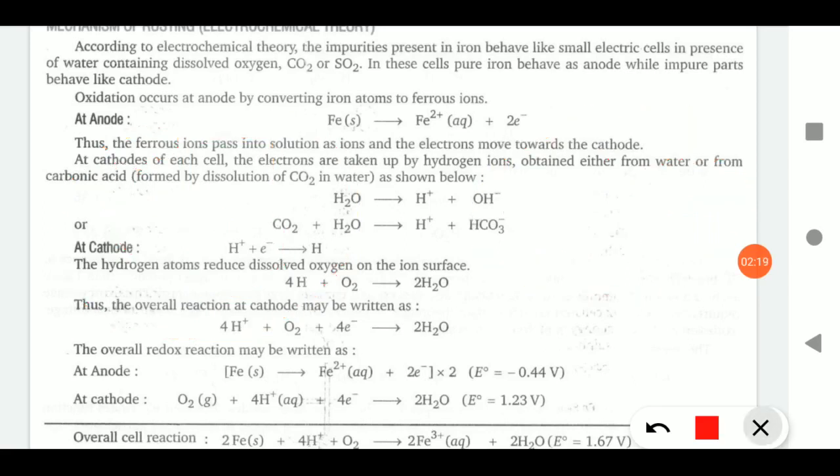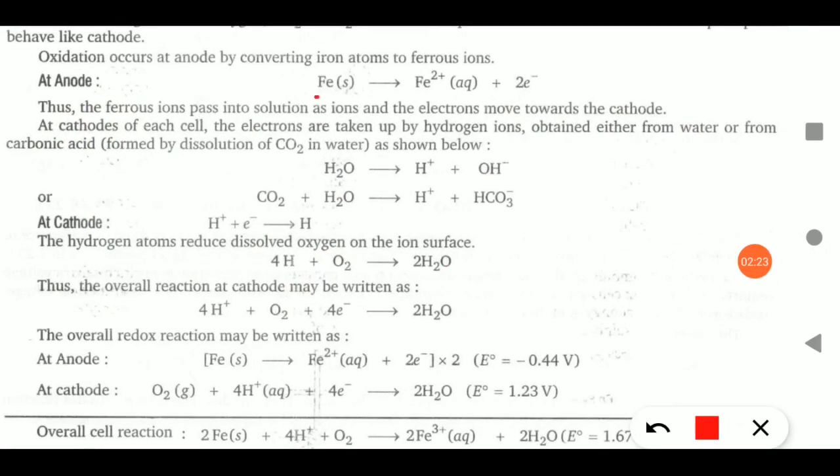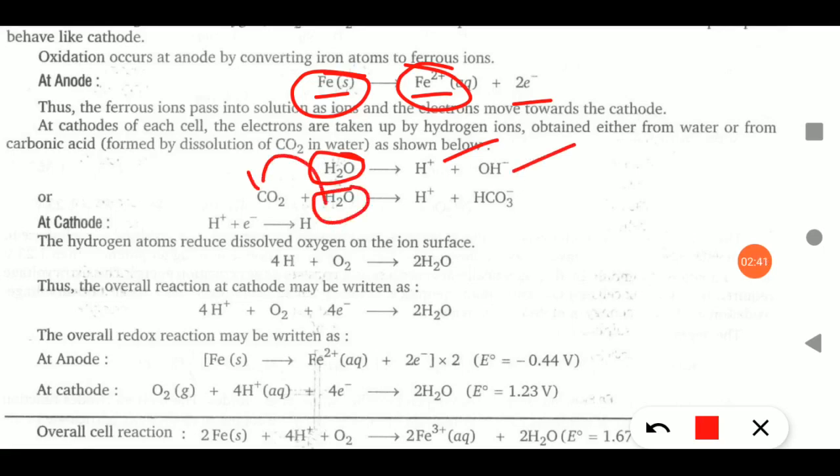Okay students, so look here, what will happen to the anode? The anode, that is iron, will act as anode. It will lose its electron and it will be changed into ferrous iron. What will happen at the same time? Water molecule will get dissociated into H positive and OH negative. And some part of the water molecule will react with the carbon dioxide.